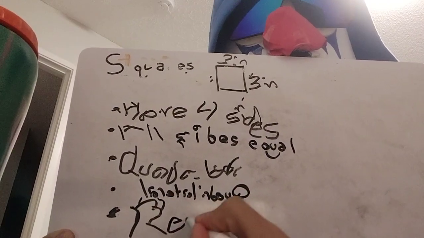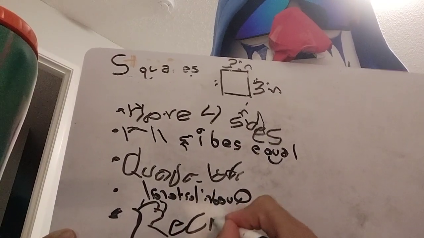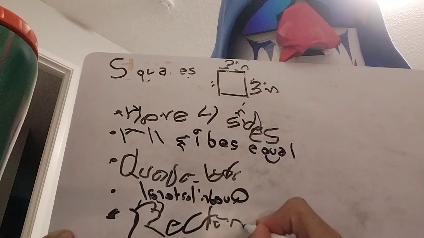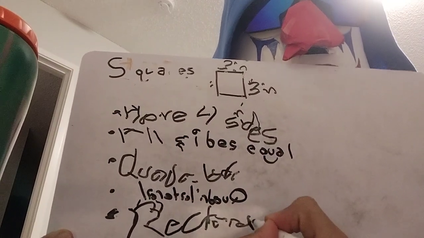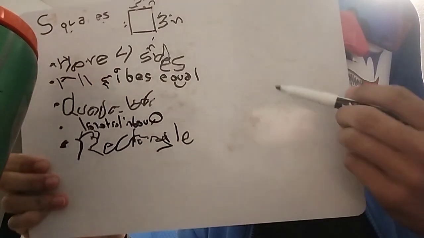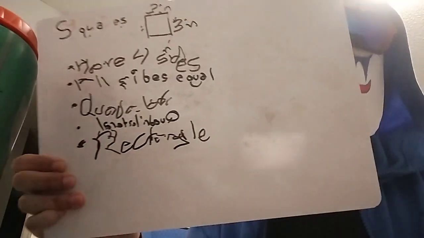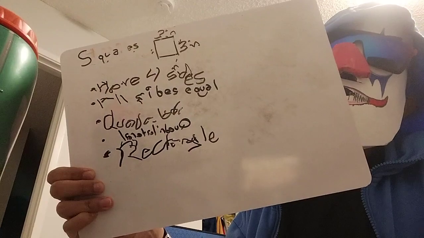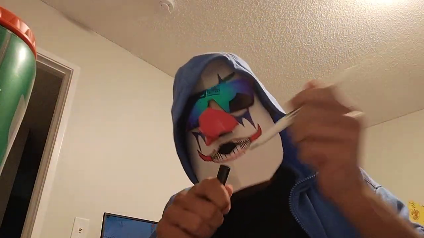They're a type of rectangle. Copy this down in your notebook in 5 seconds. Give me 5 seconds. Alright, done. This might just be easier to talk about now.